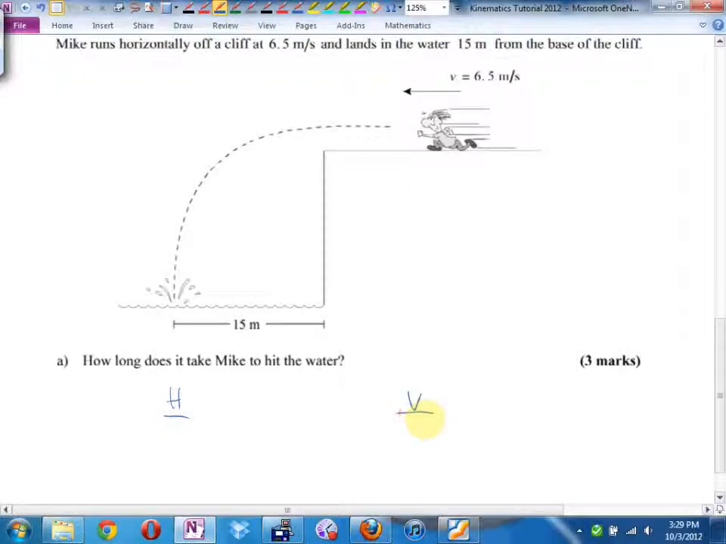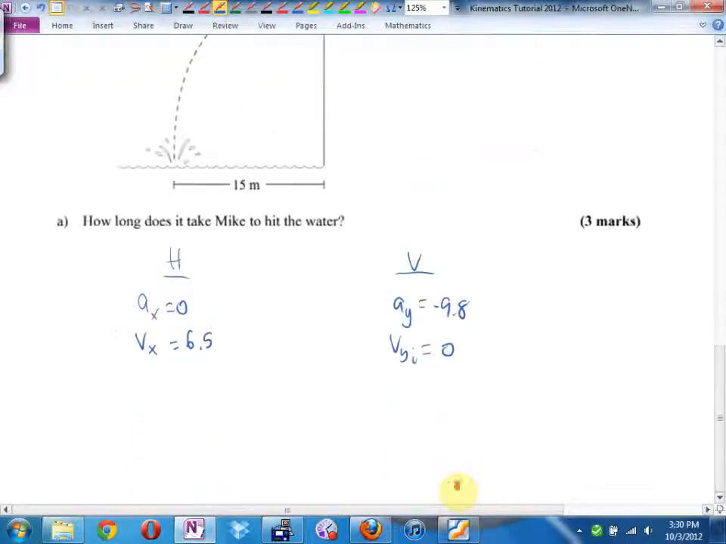Horizontal, vertical. AX equals 0, AY equals negative 9.8. Vx equals 6.5. Vy initial is nothing, right? And now I'm going to scroll down. Dx is 15. What do they want me to find in part A? So I'm going to write T equals, it's going to be the same time vertically as horizontally.